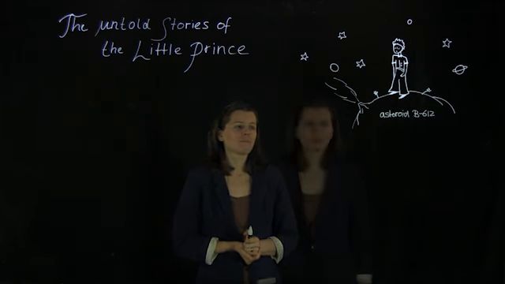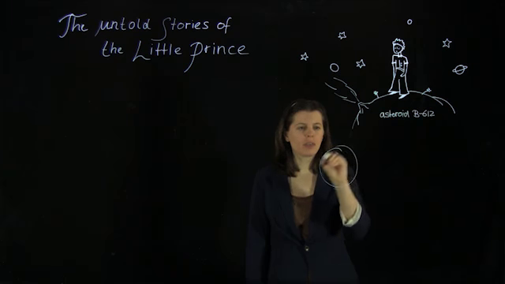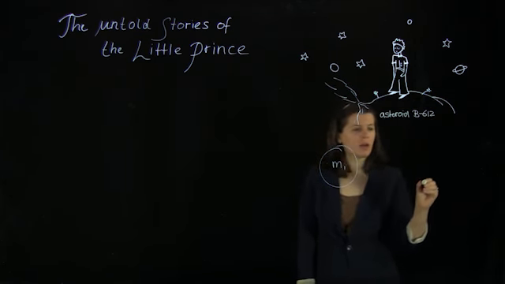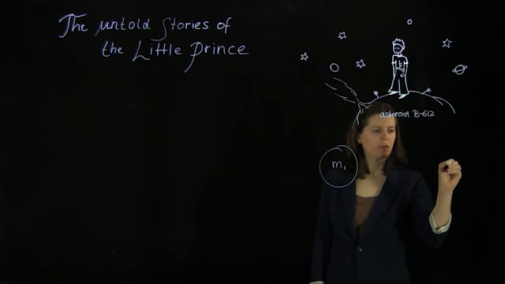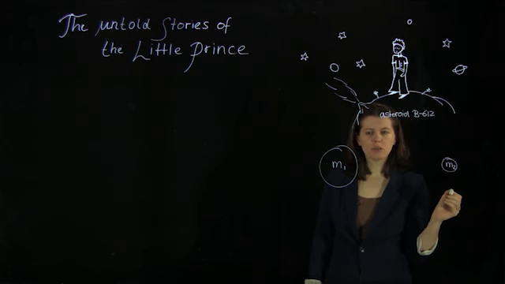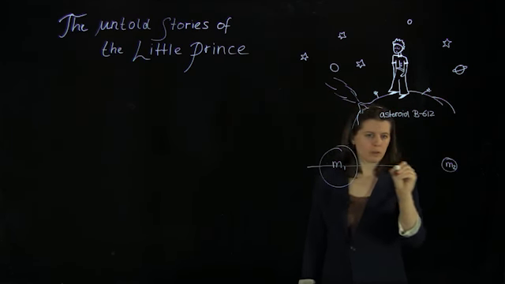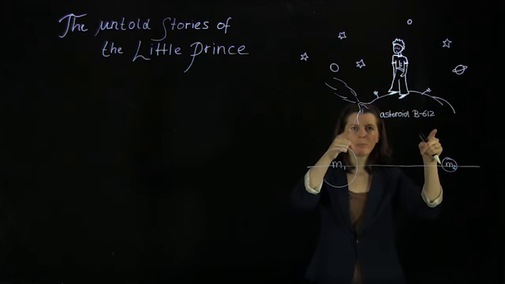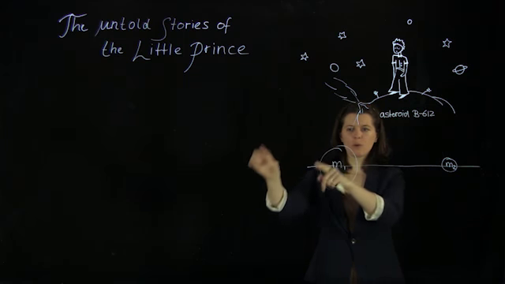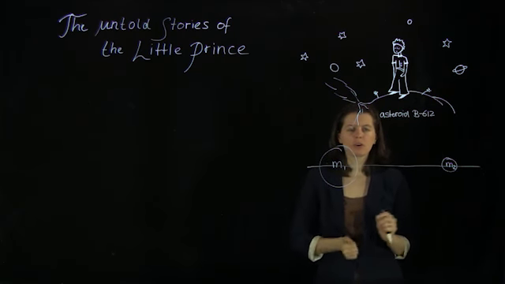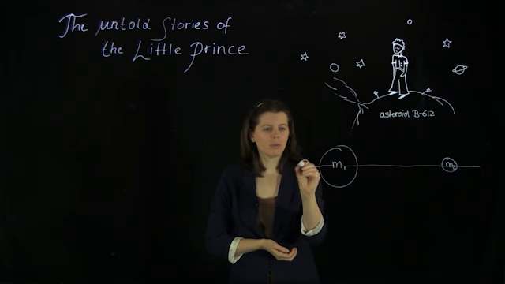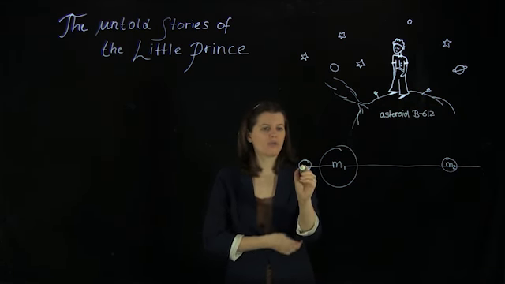Let's look at that. So there is the planet of the businessman. We're going to give it the mass M1. And there's also the small planet from the lamplighter floating around with mass M2. And we know that gravitational forces act radially. So we can already see here that if we put the asteroid B612 somewhere here, then maybe we find a constellation where gravitational forces cancel. So let's start by placing the little asteroid over here.